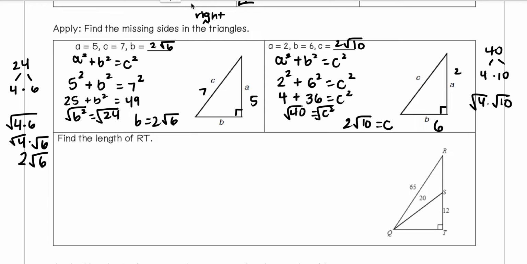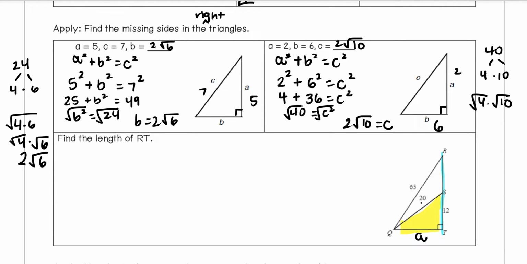Well, as you can see, RT is this entire side, one of the legs of the large triangle here. But we also have a second triangle sitting within the small triangle, and this smaller triangle, we know a leg of 12, we know a hypotenuse of 20, so we can use the Pythagorean theorem here to figure out, well, what is this side A going to be?